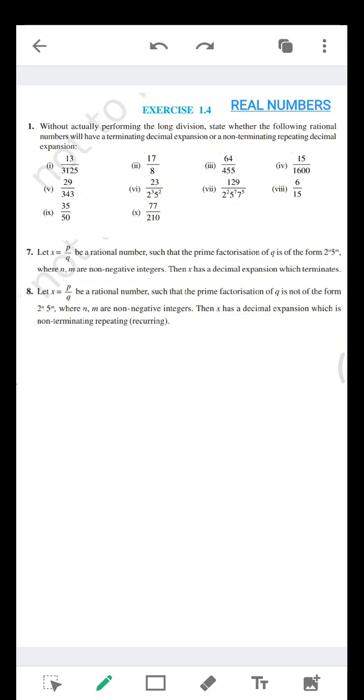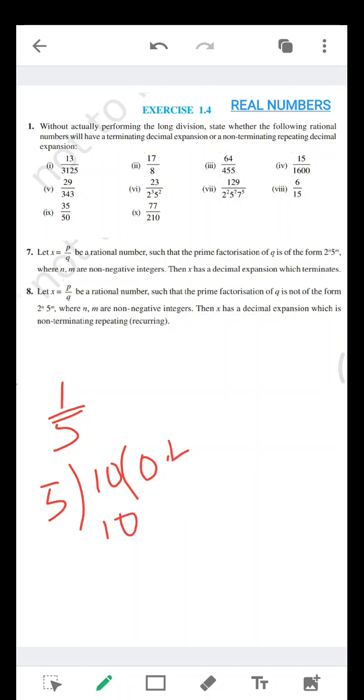Now looking at this fraction you have to say whether it has terminating or non-terminating repeating, because you know that few fractions terminate, few fractions do not terminate, they are non-terminating. Like for example, if I take the fraction 1 by 5, this terminates because if I divide 1 by 5, then 0 point, I can take 0 and 5 2 times is 10, the remainder is 0. So 1 by 5 is 0.2 and this is a terminating decimal.